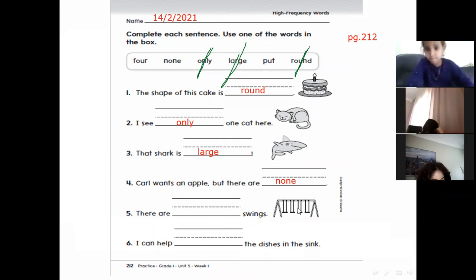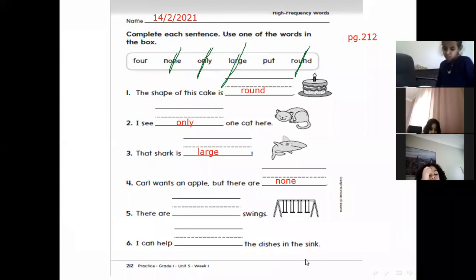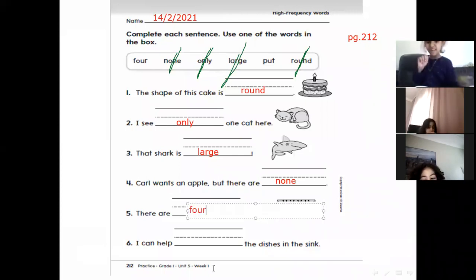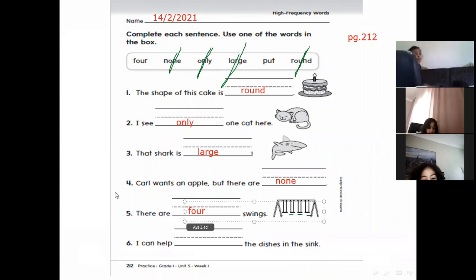Yes. There are, again, Ratil, unmute your mic. Yes. There are four swings. Ratil, count them. One, two, three, four. So there are four swings. Excellent, Ratil. Dina?